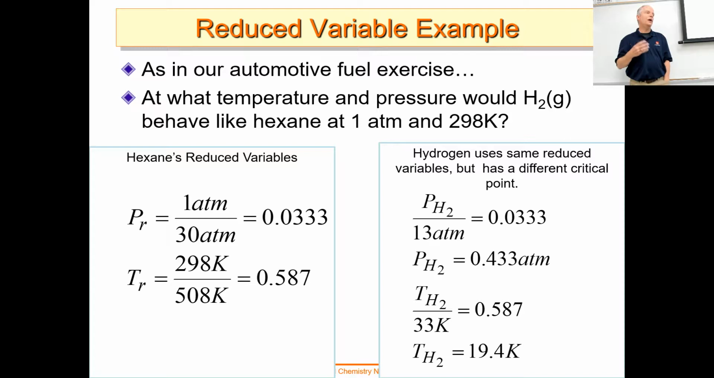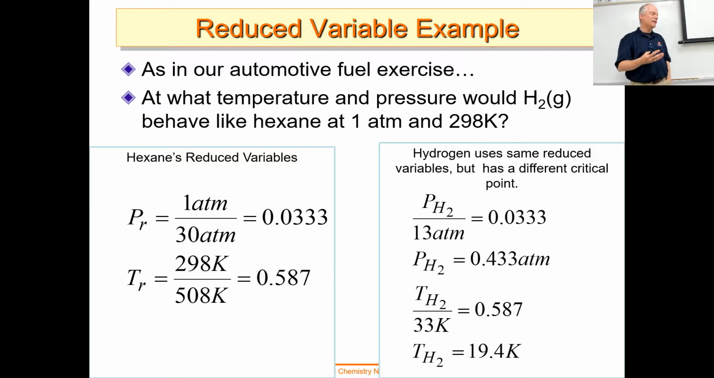And so what temperature and pressure would hydrogen behave the same way? Since we know the unitless temperature and pressure, we put those in with the critical constants of hydrogen, 13 atmospheres and 33 Kelvin, and figure out what the temperature and pressure would be. So we would have to be at 0.3 atmospheres and 19 Kelvin. So not practical. We're not going to be able to just use hydrogen as a liquid gas unless we were at half an atmosphere or less and 19 Kelvin.